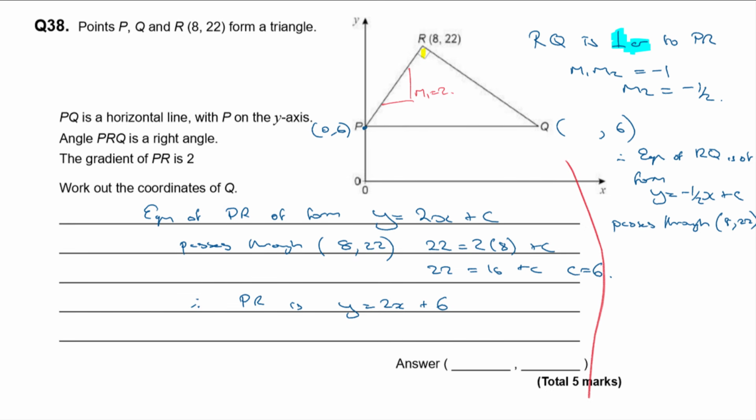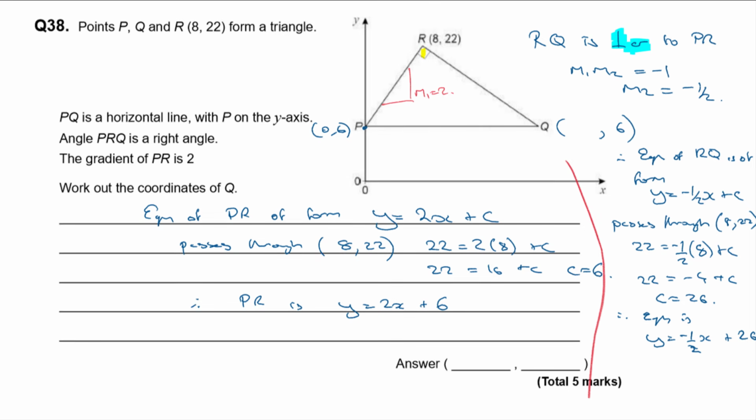So if you sub those values in, I'm going to get 22 is equal to minus 1/2 of 8 plus c. Now minus 1/2 of 8 is minus 4. So that makes c equal to 26, isn't it? And therefore the equation is y is equal to minus 1/2 x plus 26.